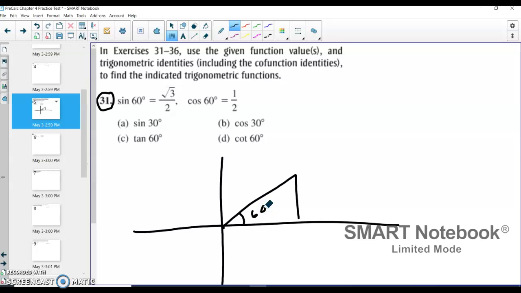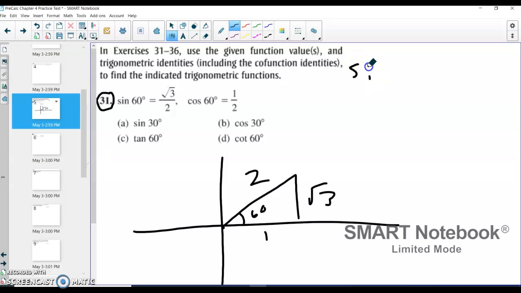Because the sine is the square root of 3 over 2. Remember, sine is opposite over hypotenuse. So that means the opposite is the square root of 3, and the hypotenuse is 2. In that same triangle, because it's still 60 degrees, the cosine, remember, is adjacent over hypotenuse, which tells me this is 1, and the hypotenuse is still 2, so this all works out. And now to answer A, B, C, and D, I'm going to use this triangle right here.